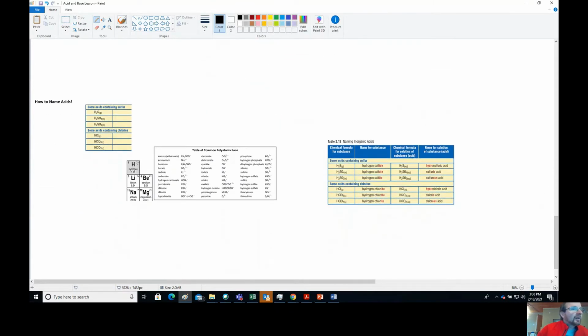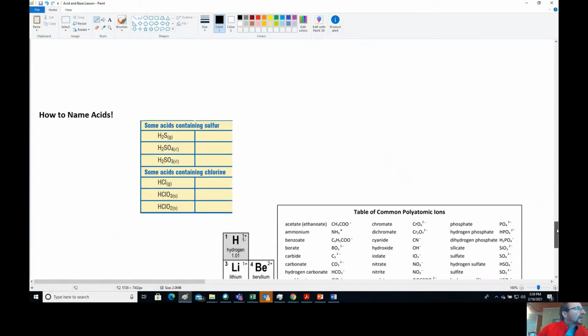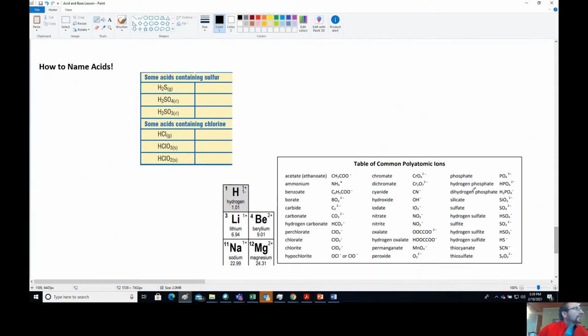Scroll down here, zoom back in. Get my marker working. Come on, computer. There you go. We got some common acids with sulfur, acids with chlorine. Frankly, put all this on your periodic table. You should know the names of each of these, and you can write them down.